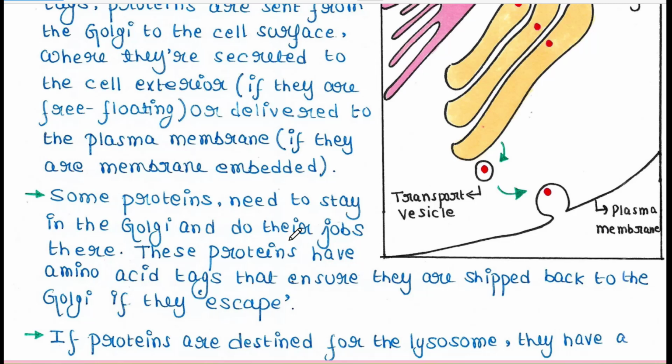Some proteins need to stay in the Golgi itself, since the Golgi body also requires some of its own proteins. So some proteins will stay in the Golgi and do their jobs. These proteins have amino acid tags that ensure they are shipped back to the Golgi if they escape.